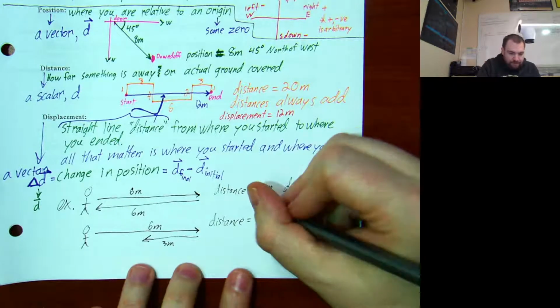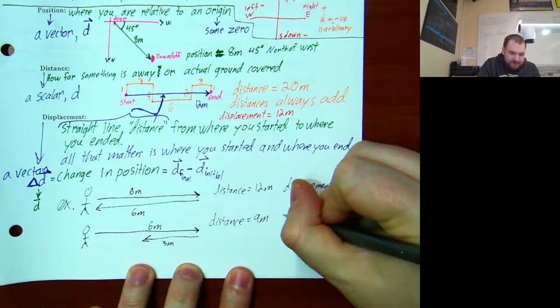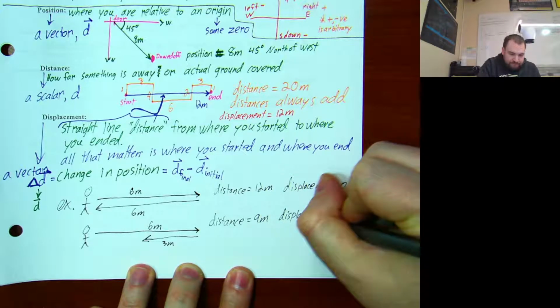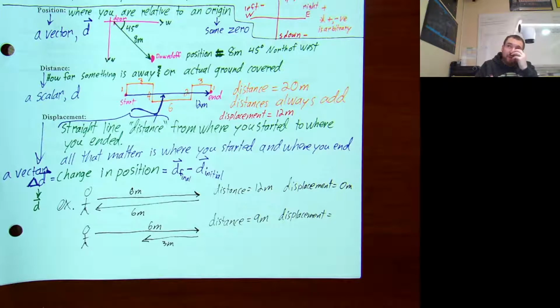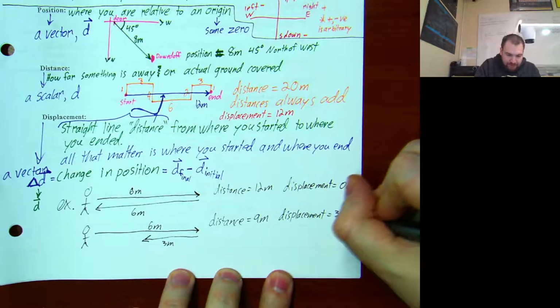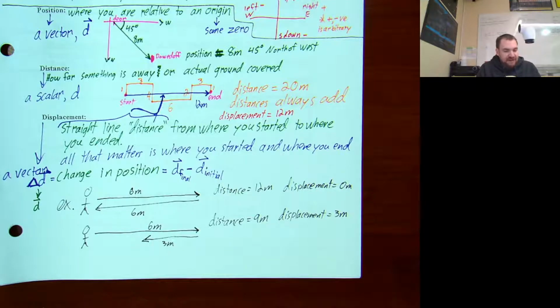9. Cool. What's his displacement? Almost. 3 what? 3 meters. But displacement is a vector, so we need a direction. 3 meters which way?